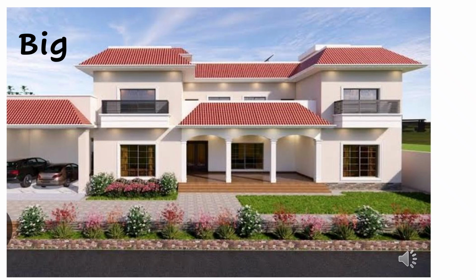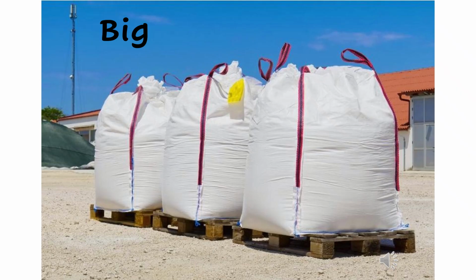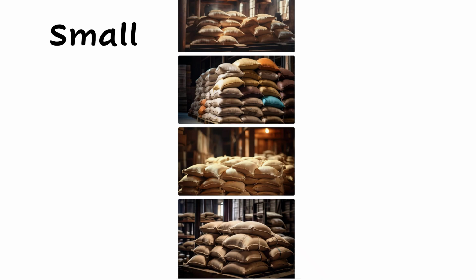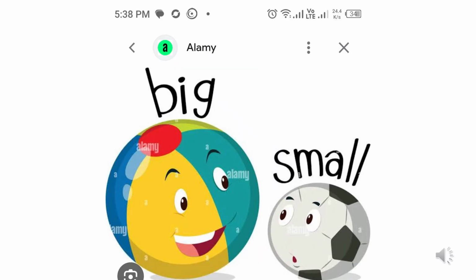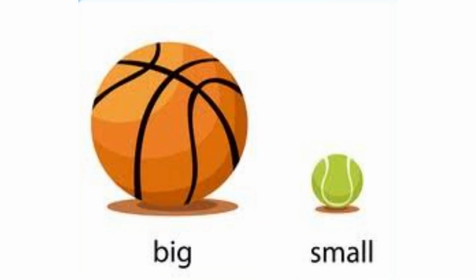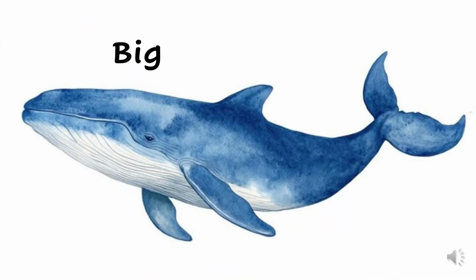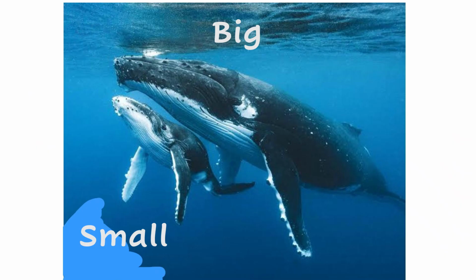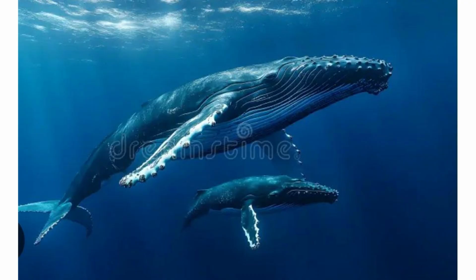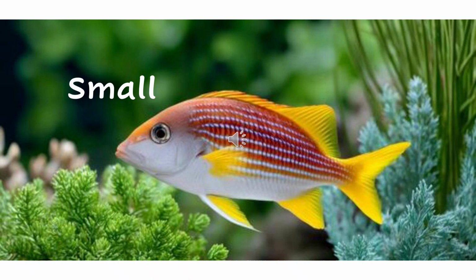This is a big house. Wow. These are big sacks. There is a big ball and a small ball. This is a big whale, blue whale. And this one is a small fish in the sea.